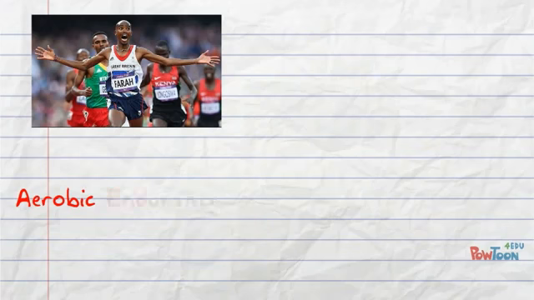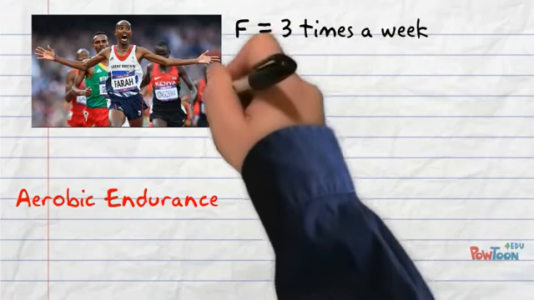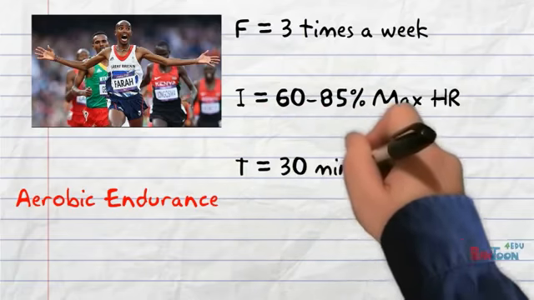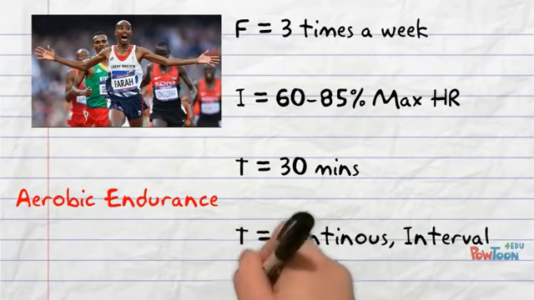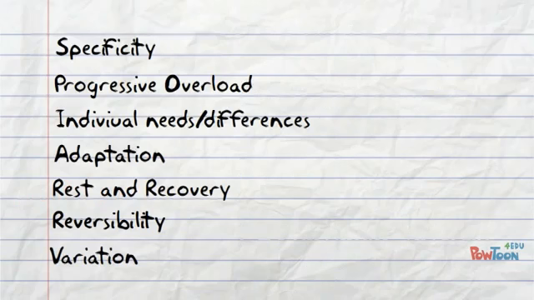For example, to develop aerobic endurance, an athlete would need to train for at least 3 times a week, make sure they maintain 60 to 85% of their maximum heart rate, train for at least 30 minutes each session, and either use continuous, interval or fartlek training.